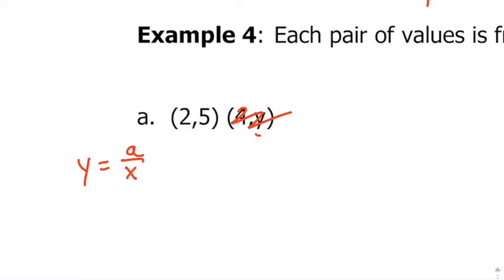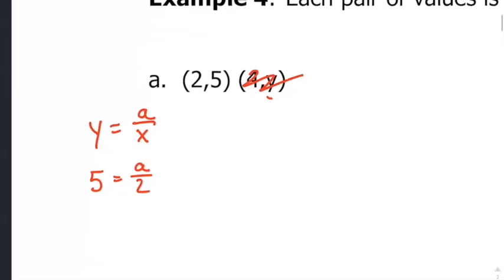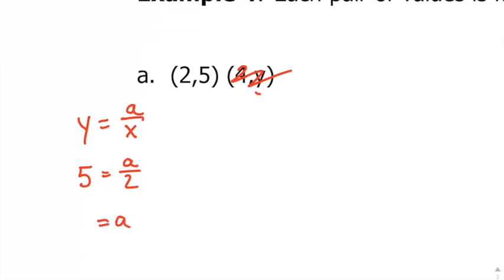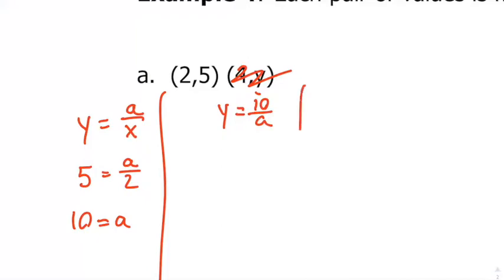Right away, so let's go 5 equals a divided by 2. Okay, and then multiply both sides. A apparently is 10. There's your constant of variation. Next thing, make your equation, just like we did before. So that would be 10 over a.